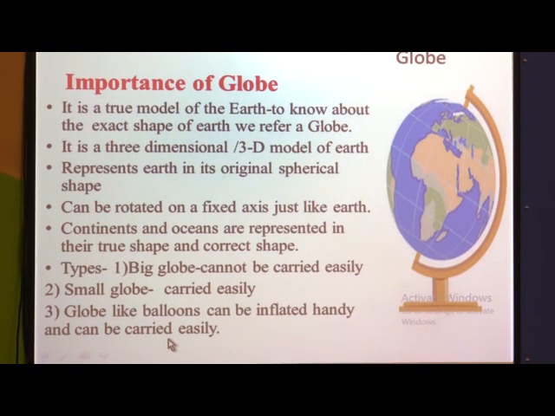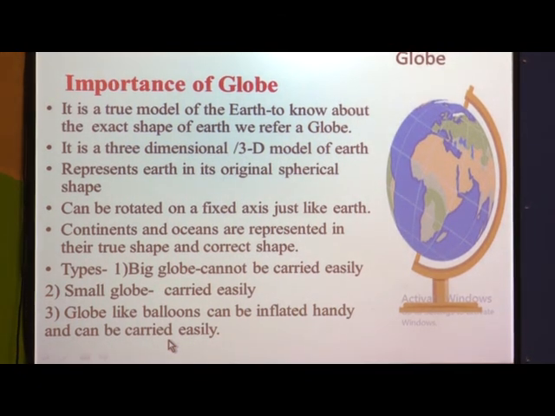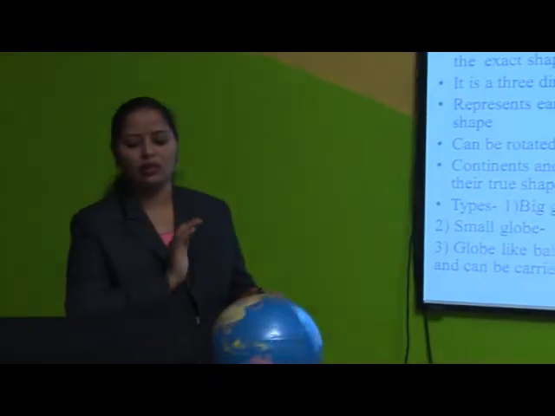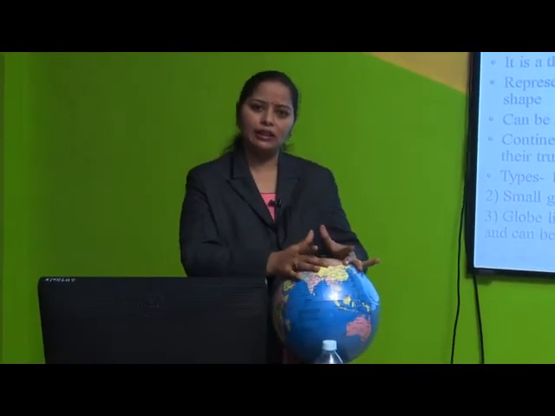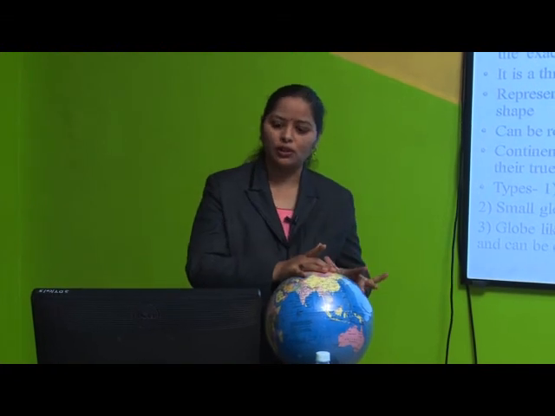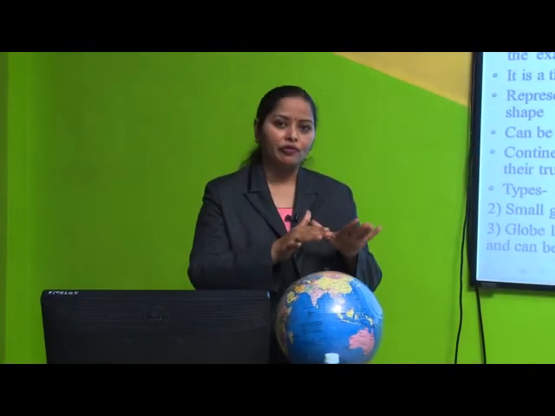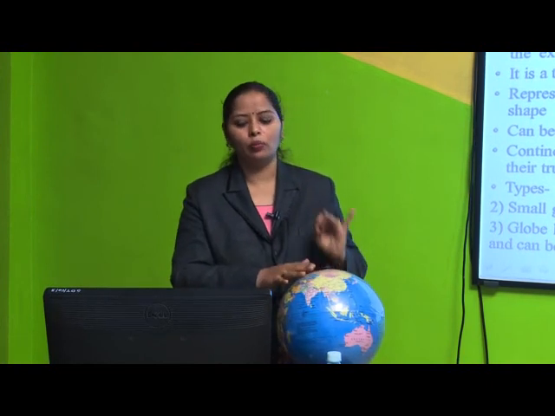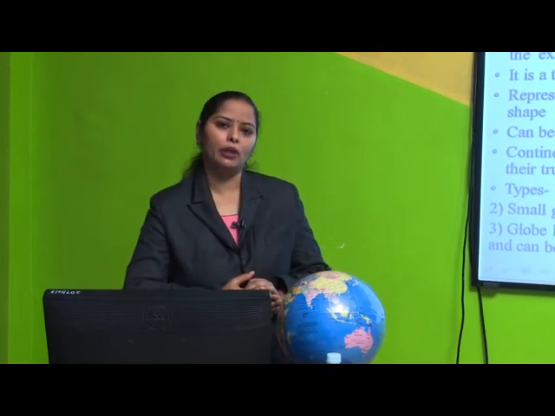It represents earth in its correct shape and position. Then it is a 3D model of earth. It can be rotated from west to east. It shows the continents, it shows the oceans. Then there are different types of globes: big globe, small globe and globes like balloons.